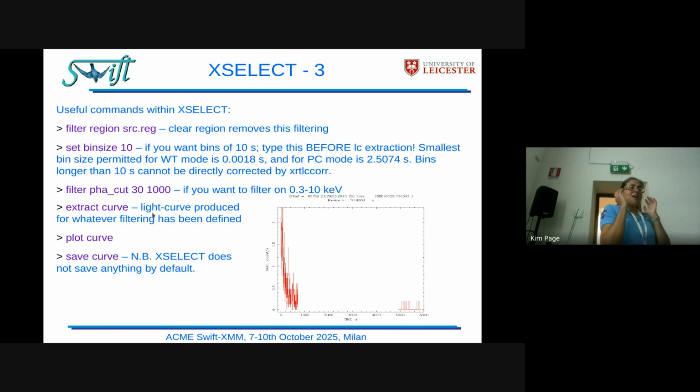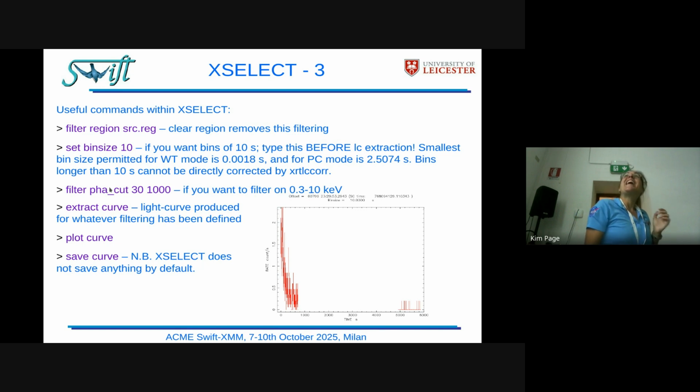So if you don't do any energy filtering, you get 0.2 and a bit keV up to 10 and a bit keV, but XRT is calibrated from 0.3 to 10 keV. So that's the energy range that you would be fitting if you were fitting a spectrum, which will be later. It's generally not advisable to go below 0.3 keV.